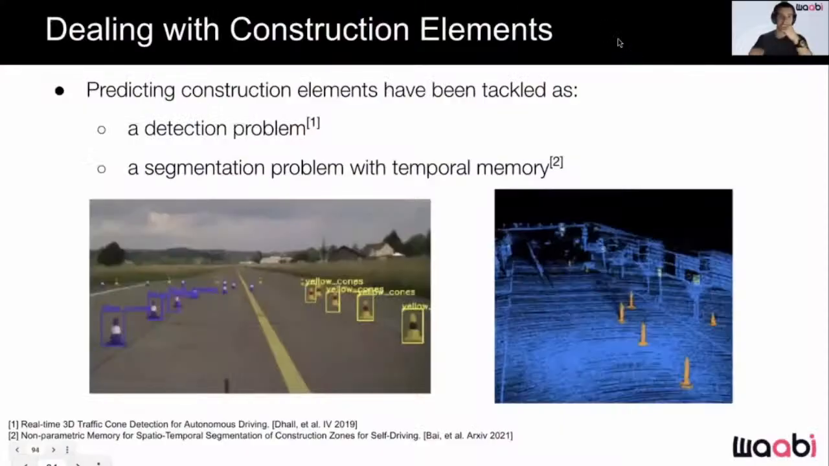Being able to detect construction elements is very important, as they can change the environment in which the self-driving vehicle is able to operate in. Some works have tackled this problem purely as a detection problem, whereas in previous works, they're able to segment out elements while keeping track of it using consistent memory.